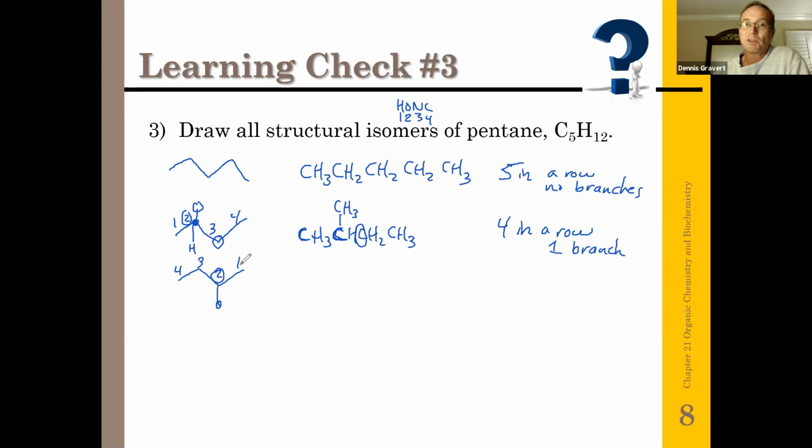Yeah, I can't. If I put the branch at the end of the chain, so I got four in a row and a branch at the end. Wait, that's not a branch. That's five in a row. Okay, we've found all the possible ways of getting four carbons in a row with one branch.